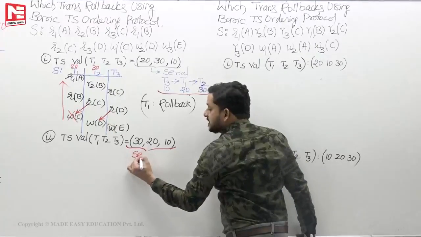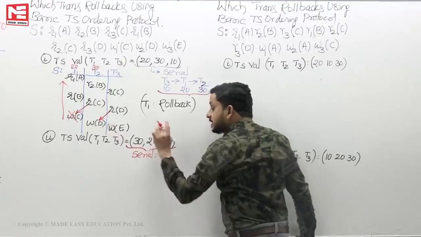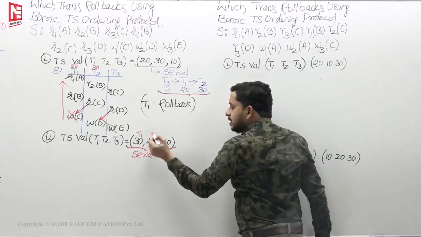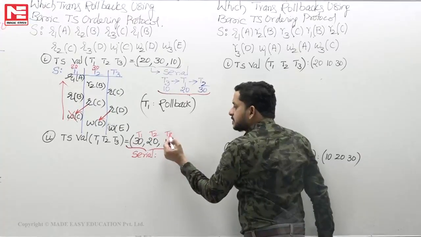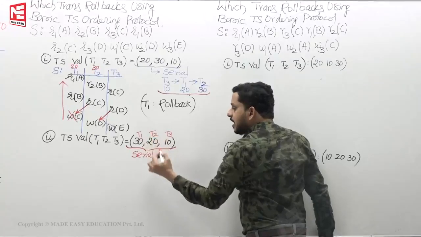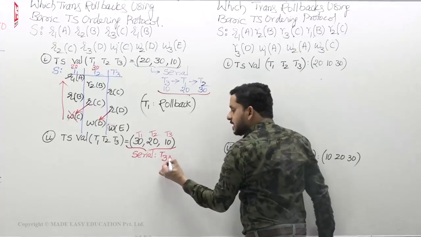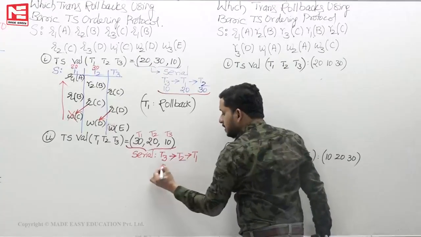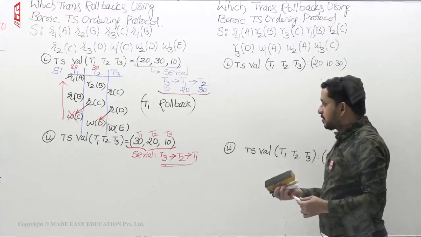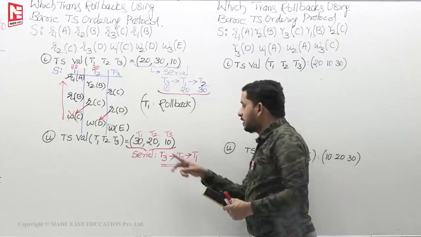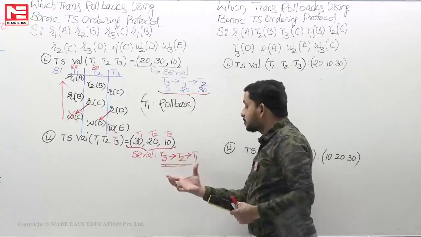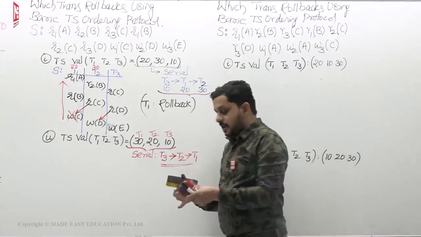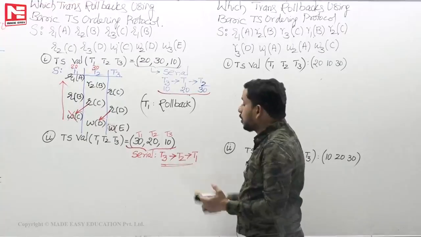What is the expected serial order? Write the serial order based on timestamp order. T3 has the minimum timestamp, then T2, then T1. So the timestamp ordering is T3 followed by T2 followed by T1. We are expecting conflict pairs in this order. Let us see whether any conflict pair violates this criterion.